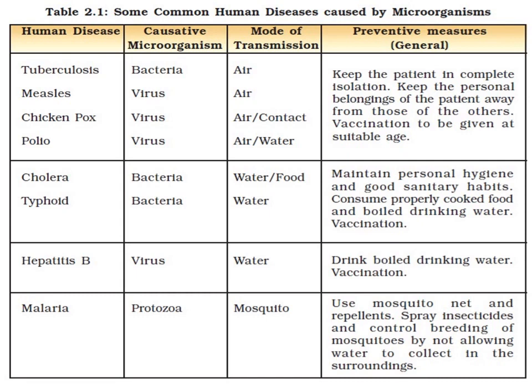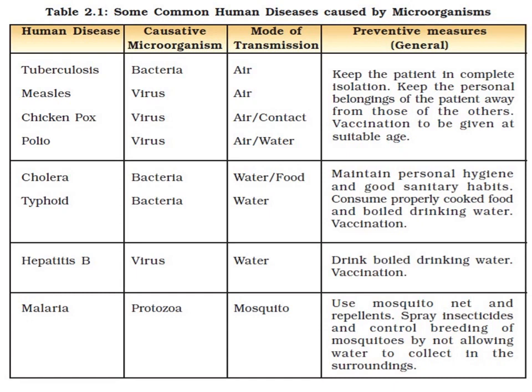What is the mode of transmission? Mode of transmission means how it is going to spread. Okay, so it can be spread by air. What is the preventive measure you can take? So these are the preventive measures for tuberculosis, measles, chickenpox and polio.